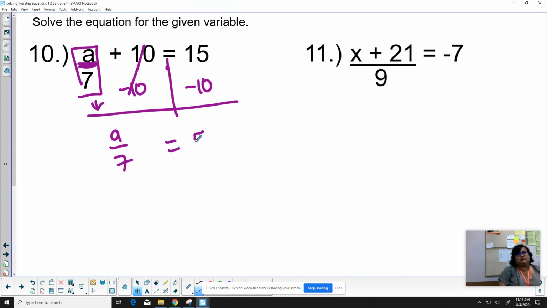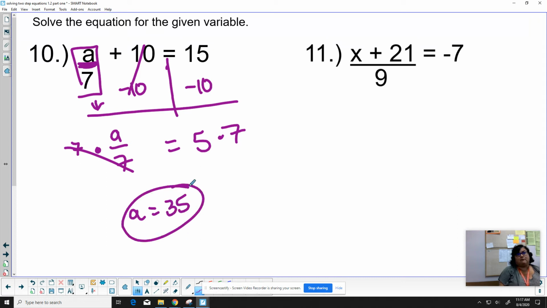And then over here, that's 5. Because this right here means divide, I do the opposite, which is multiply. So I multiply by 7 on both sides. Those 7s cross out and A drops, and this is 35. Okay, and I could take my 35 and put it back in here, use my calculator. 35 divided by 7 is 5, plus 10 is 15.